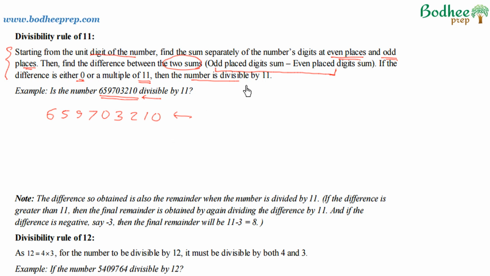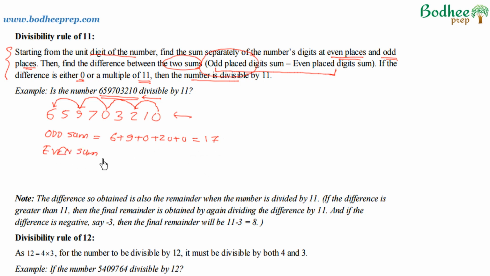The first thing is that we have to find the odd place digit sum. This 0 is at the first place, 2 is at the third place, then 0 is at the fifth place, then 9 is at the 7th place, and then 6 is at the 9th place. So let me call it the odd sum. It will be 6 plus 9 plus 0 plus 2 plus 0, and that sum comes out to be 17.